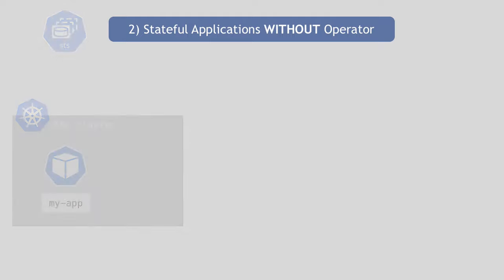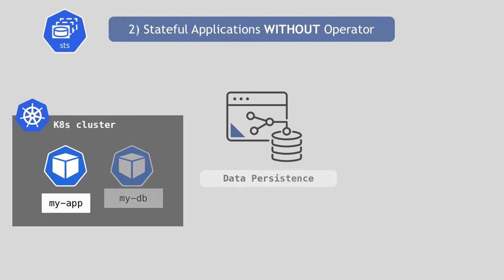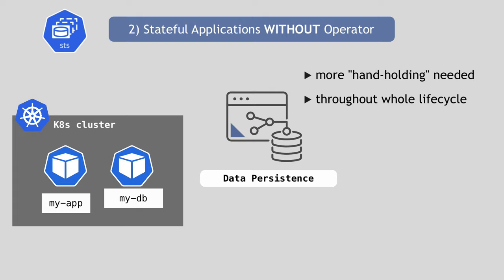That's great. Now for that web application, you need a database so that you have some data persistence for your application. But for stateful applications like databases, this whole process isn't as straightforward. These applications need more handholding when you create them, while they're running, and when you destroy them. So throughout the whole life cycle. Kubernetes cannot automatically do all this stuff with stateful applications.